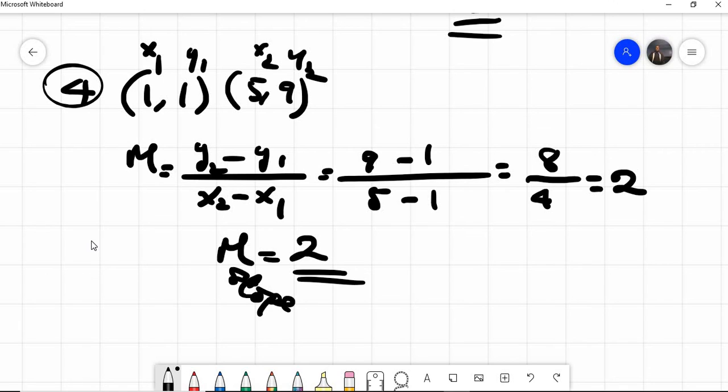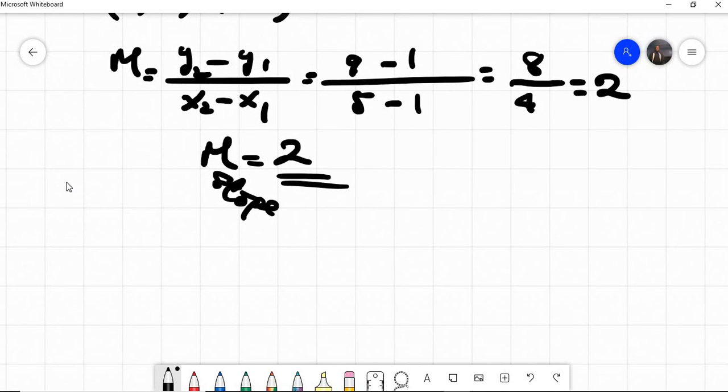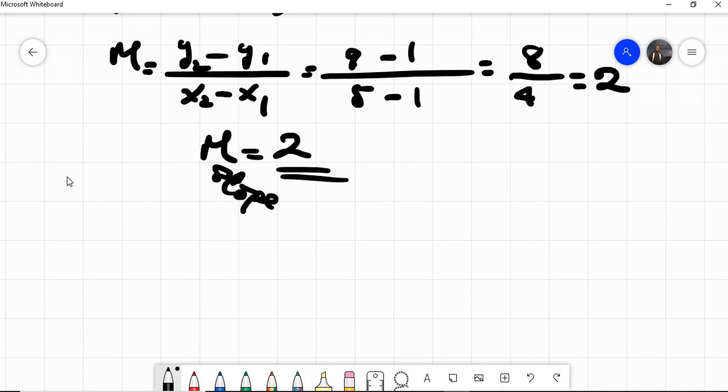So when we are given 2 points and asked to find the slope, we can find m, which is very, very simple. We don't have to write the equation, just the slope. Then we follow whatever the formula says.